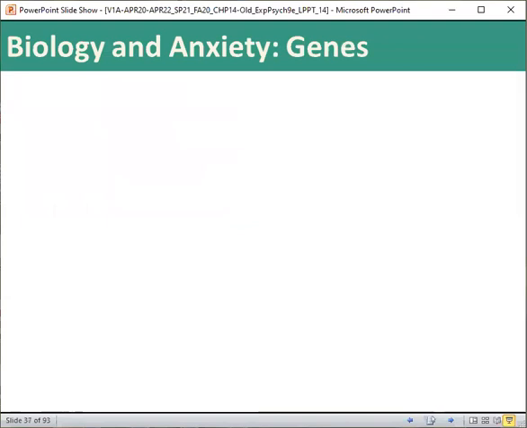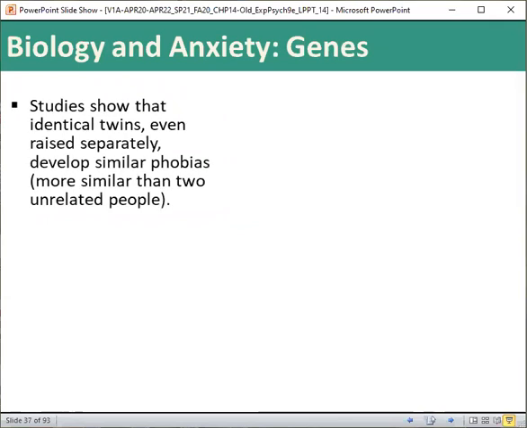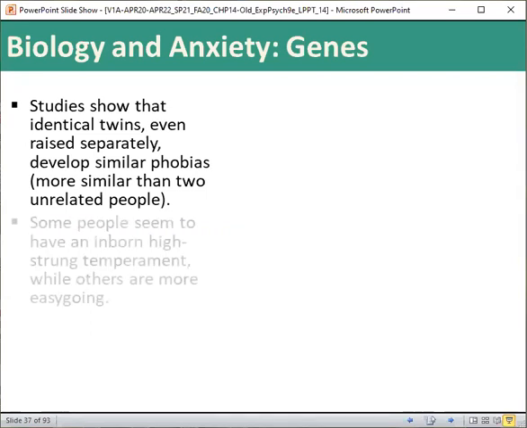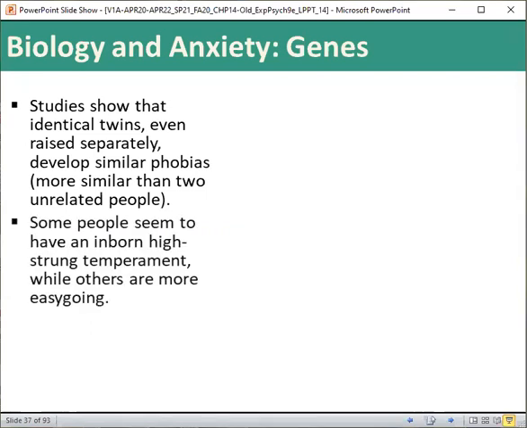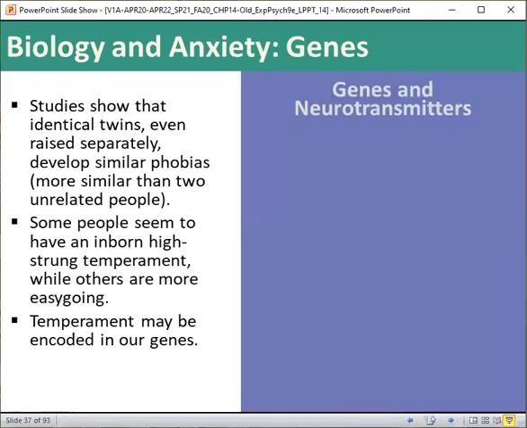So, biology and anxiety: genes. Studies show that identical twins, even raised separately, develop similar phobias, more similar than two unrelated people. Some people seem to have an inborn high-strung temperament, while others are more easygoing. We've talked about temperament before. We believe that is something that we are born with, the easygoing or the high-strung one. Temperament may be encoded in our genes.